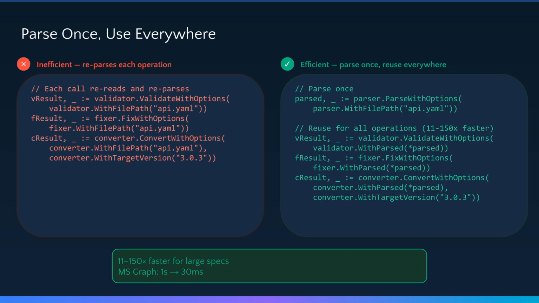Parse once, use everywhere. This is the single most important performance pattern in oastools. Parsing a large spec, reading the file, decoding YAML or JSON, resolving references, building the typed document model, is expensive. When you pass a file path to each package, they all independently parse the same file. The parse once pattern eliminates this redundancy. Parse the file once with the parser package, then pass that parse result to every other package using WithParsed. For the Microsoft Graph spec at 34 megabytes, this takes validation from over a second to about 30 milliseconds.